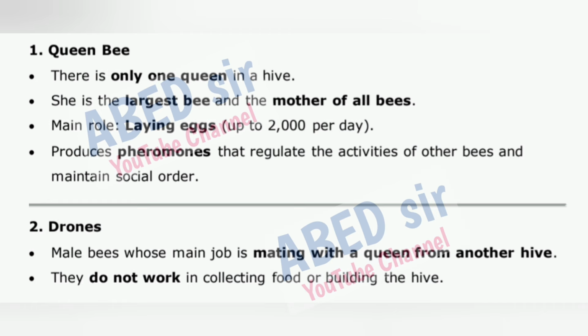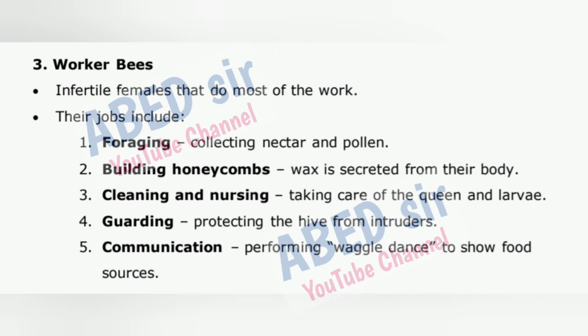2. Drones. Male bees whose main job is mating with a queen from another hive. They do not work in collecting food or building the hive. 3. Worker bees. Infertile females that do most of the work. Their jobs include: 1. Foraging, collecting nectar and pollen. 2. Building honeycombs, wax is secreted from their body. 3. Cleaning and nursing, taking care of the queen and larvae. 4. Guarding, protecting the hive from intruders. 5. Communication, performing the waggle dance to show food sources.